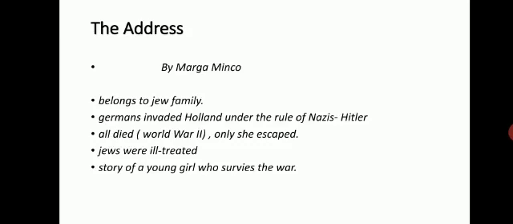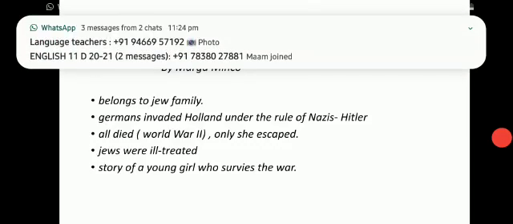Marga Minco belonged to a Jewish family. She had 4 siblings. Unlike all her sisters, brothers, and parents, Marga Minco escaped being arrested and went into hiding during World War II, when Germans invaded Holland under the rule of the Nazis, that is Adolf Hitler. Everyone in her family died; only she escaped. So the setting of the story is post-World War II in Holland. The Jews were persecuted, that is, they were not treated well.